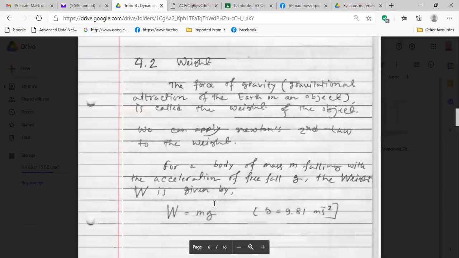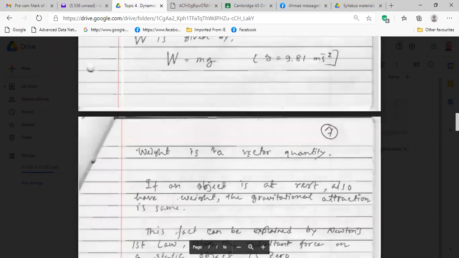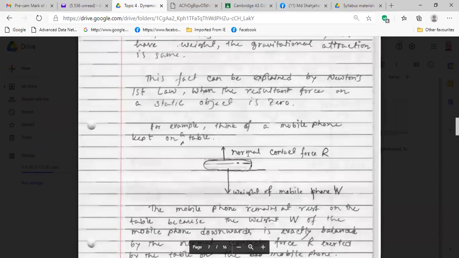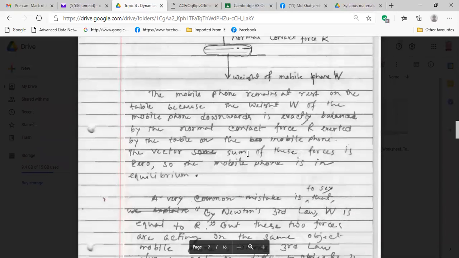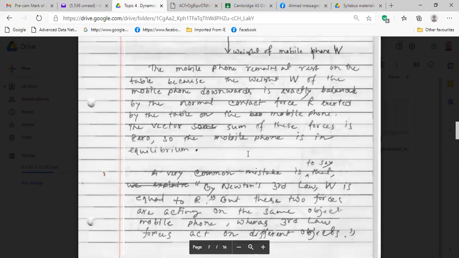Yes, sir. This one is related to Newton's second law, right? In Newton's second law, we got F equals ma, right? So after writing W equals mg, just below it, you write F equals ma. So here we are relating weight with Newton's second law. Other things you do not need to write, just you can read.